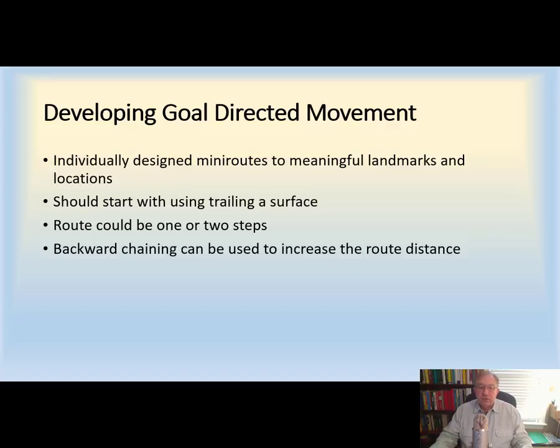After the child starts walking, it's important to develop individually designed what we're going to call micro routes. These are very, very short routes that lead children to meaningful landmarks and locations that are important to them, and it helps reinforce goal-directed behavior that will continue on and will increase with time.